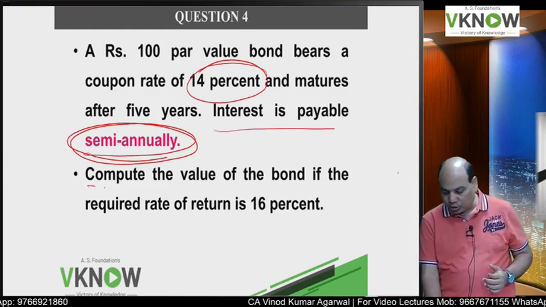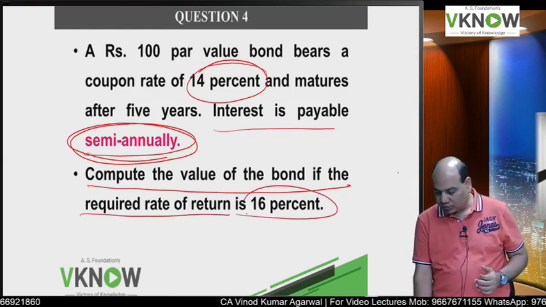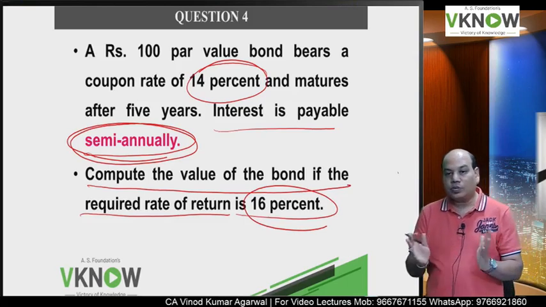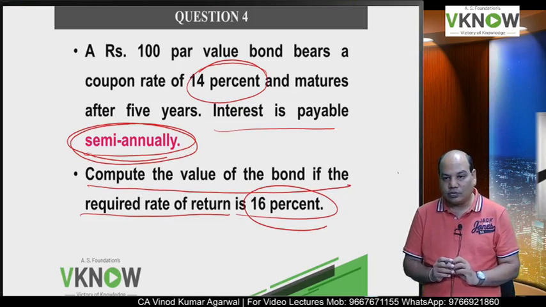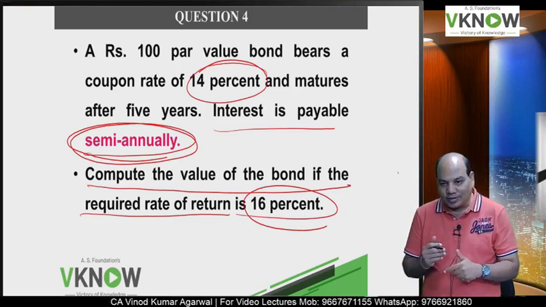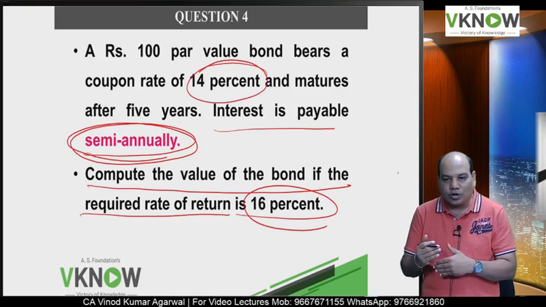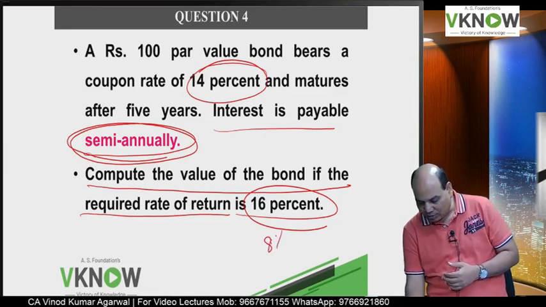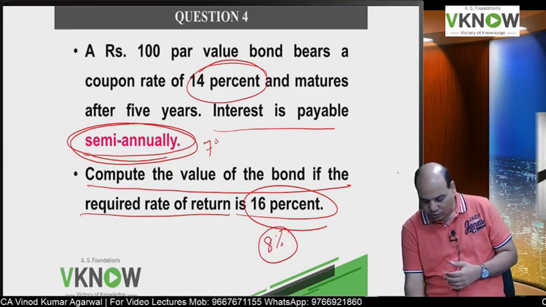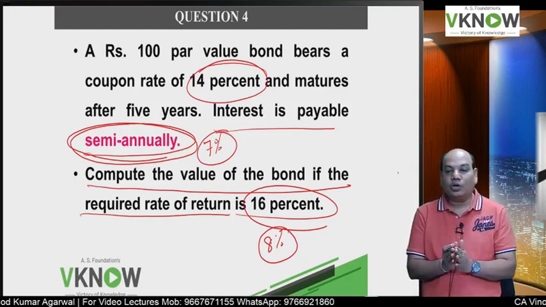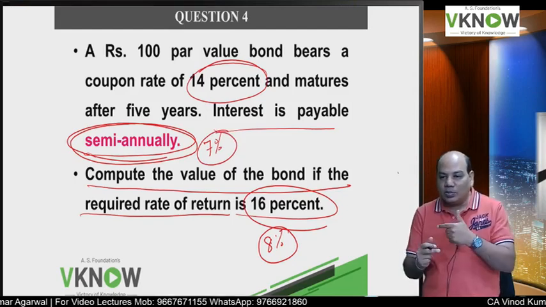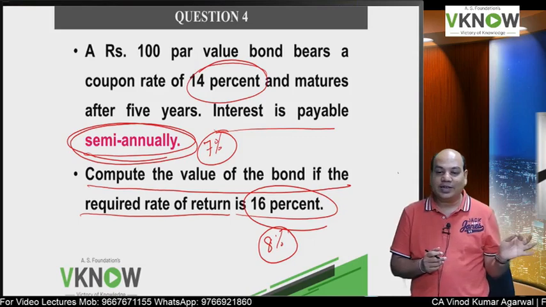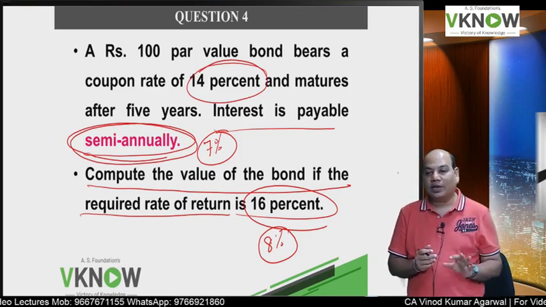Interest is payable semi-annually, and compute the value of the bond if the required rate of return is 16%. But that required rate of return 16% is also per annum. But you are doing semi-annual calculation. So what will be your required rate of return semi-annually? 8%. So here I am going to take 8% discount rate. Here I am going to take 7% as coupon rate, and the number of years will be multiplied by 2, because in 5 years we are going to get coupon 10 times. So number of half years will be 10.